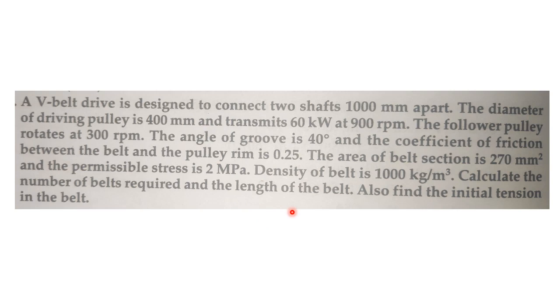Number one is the power equation, T1 minus T2 into V divided by 1000. By substituting the power, you get an equation in the form of T1 and T2, equation number 1. The second equation we'll be using is T1 by T2 is equal to e to the power of mu theta, where you'll be selecting the smaller value over there. Again, you'll get another equation in terms of T1 and T2. You'll solve those two equations to find T1 and T2. Once T1 and T2 are known, then you can calculate the initial tension easily. Take care of the centrifugal tension if he has asked for it.